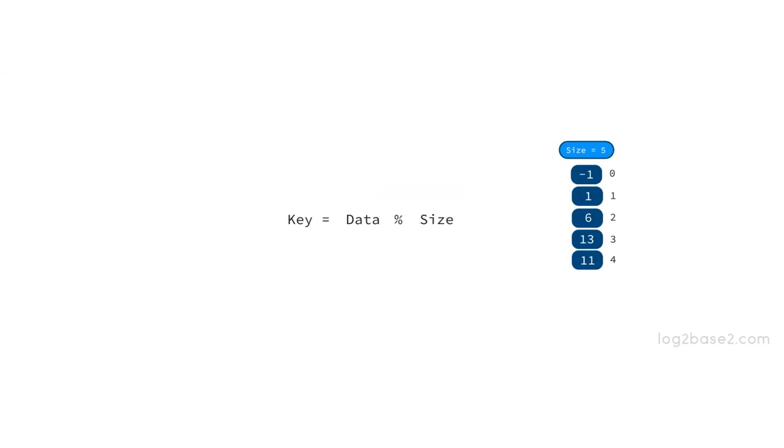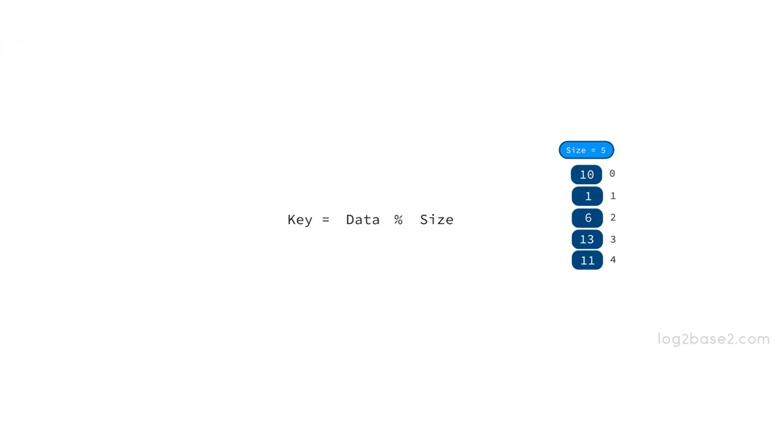Now let us insert the data 10. So apply it in this equation and we will get 10 mod 5, which is equal to 0. That is, we have to insert 10 at index 0, and here index 0 is holding the value -1, which means it is available for insertion. So insert 10 at index 0.